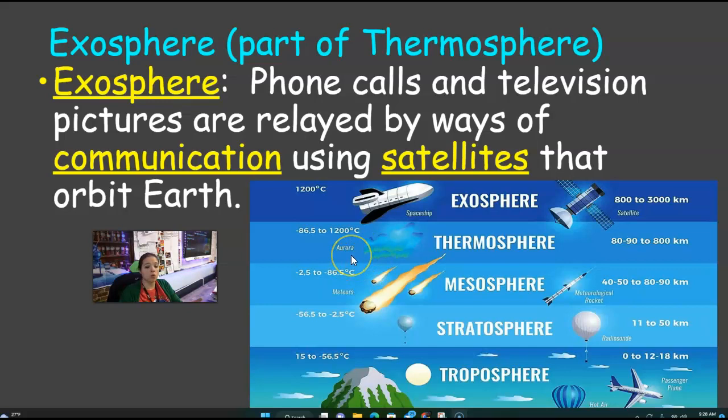You're also going to see the aurora borealis, or the northern lights, because those are electrically charged. What you're seeing is electrons being charged, and that causes the aurora borealis. And then you have the exosphere. It's where satellites hang out and orbit the Earth. That's also where the spaceships orbit the Earth.